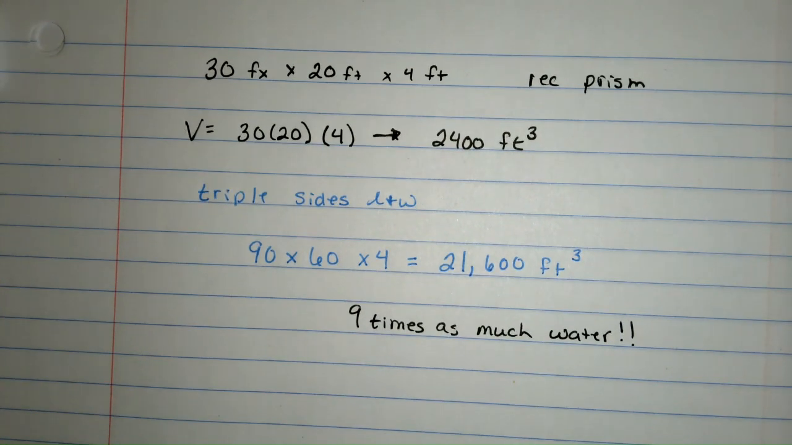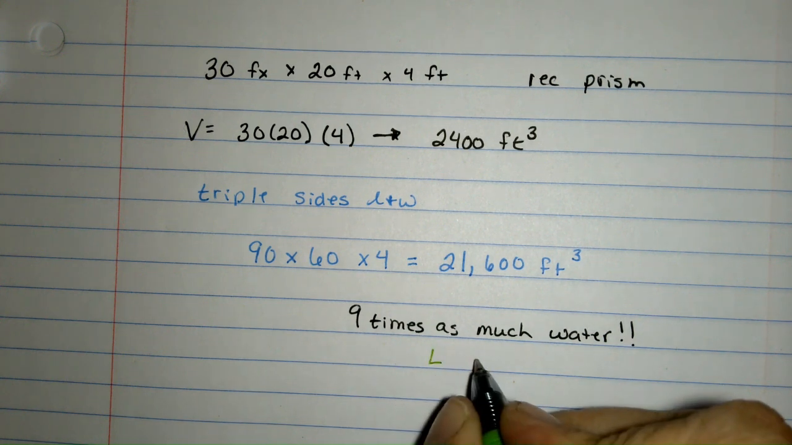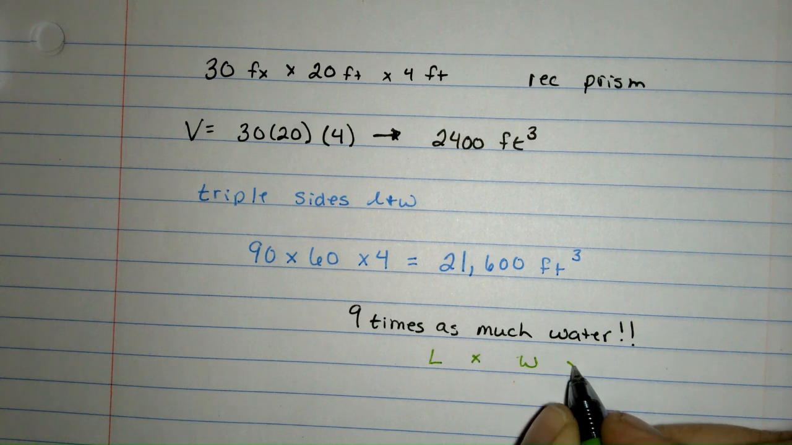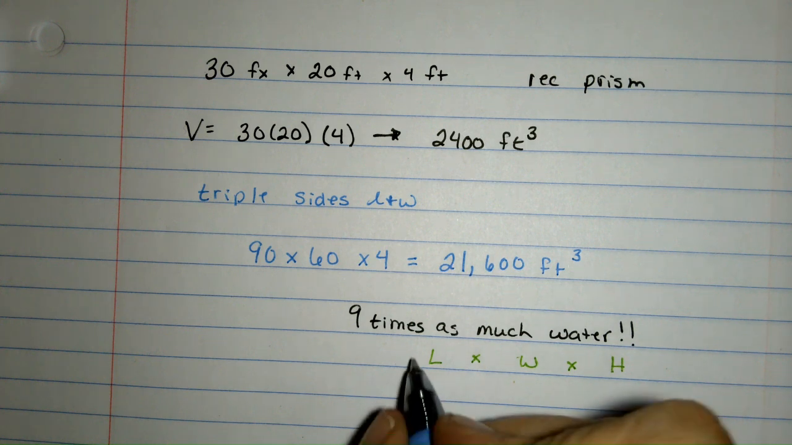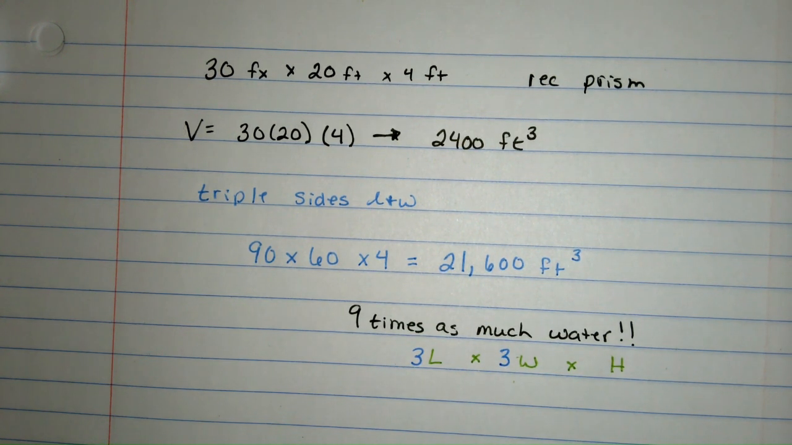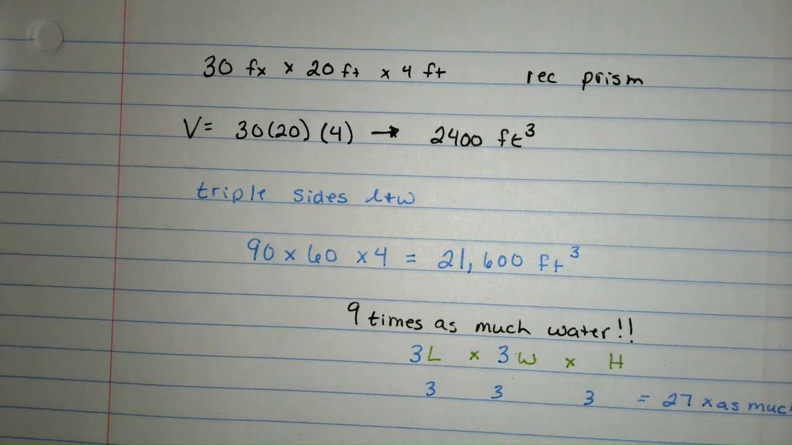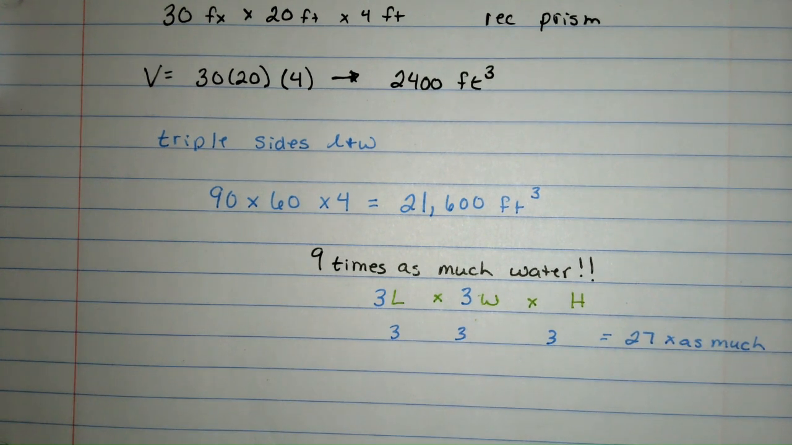Why? Well, because we had the length times the width times the height, or in our case, depth. And we tripled the length and we tripled the width. Do you see that blue times 9 coming in there? Because 3 times 3 is 9. Had we tripled all 3 of them, the length, the width, and the height, then it would have been 27 times as much water. So every time you change one dimension, it drastically changes how much water you're going to need.